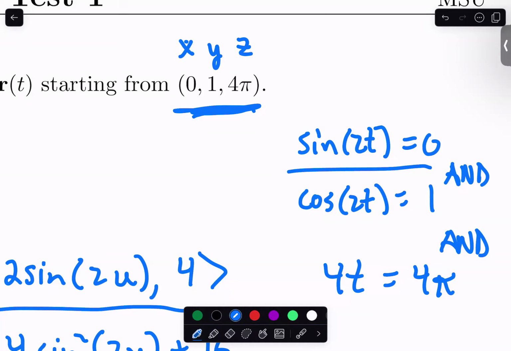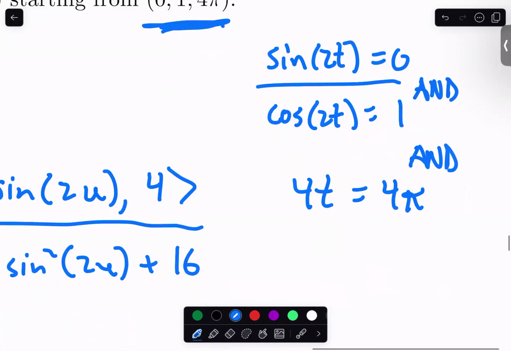There are infinitely many places where sine is 0. Likewise, cosine is 1 in many, many places. However, looking at this third one, there's only one time value where 4t is going to be equal to 4 pi. And that's going to be when t is equal to pi.